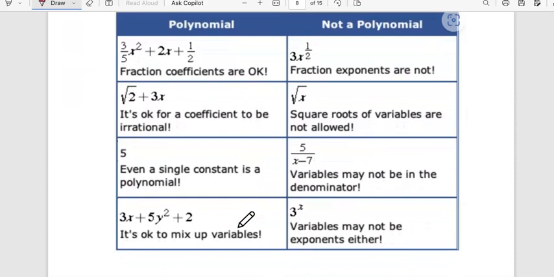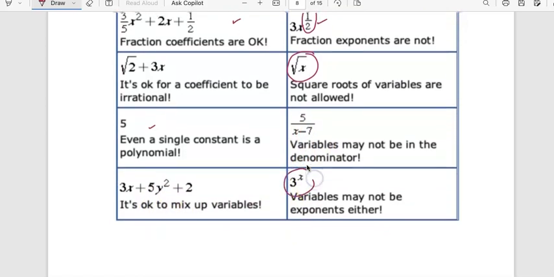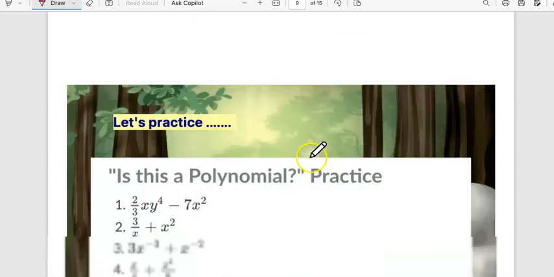And I gave you some examples in tabular form over here. This is your polynomial, but this is not your polynomial. Why? Because the power is a fraction over here. In this case, it is okay, but in this case, this is inside the square root, so this is not a polynomial. Again, 5 is fine, but divided by x is not a polynomial. This is okay, but this is not okay over here. So these are your notes. Please copy these notes also.